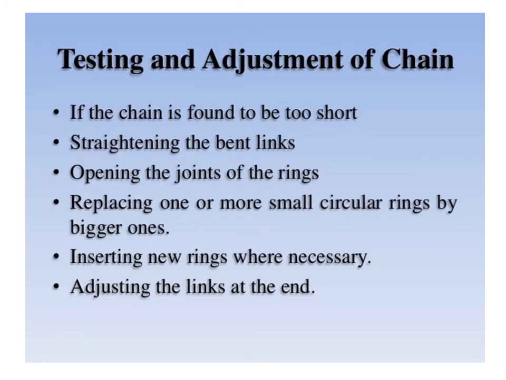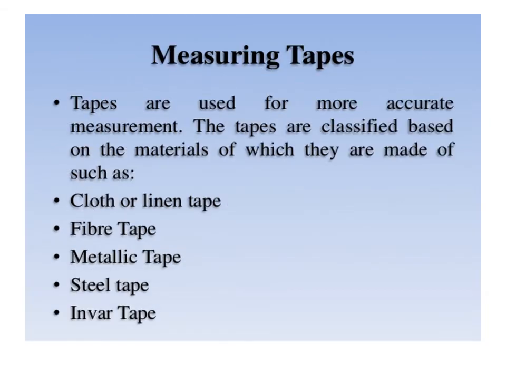This slide refers to different parts of the chain. The engineer's chain consists of 100 links, and length of one link is 1 foot. Therefore, it carries 100 links. At both ends, the handles are provided with a swivel joint, so that rotation of chain is permitted whenever it is stretched.